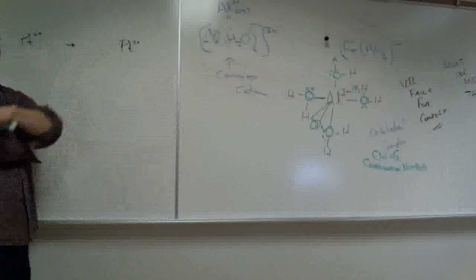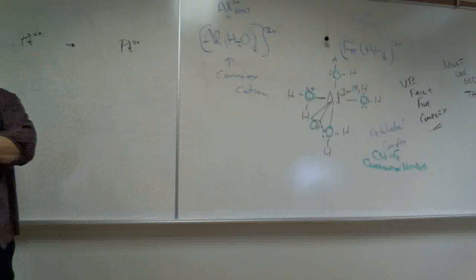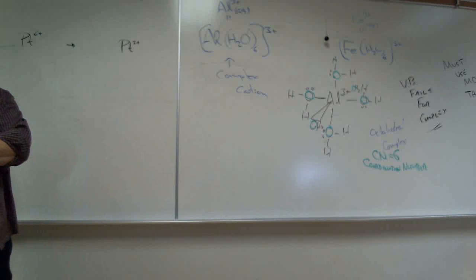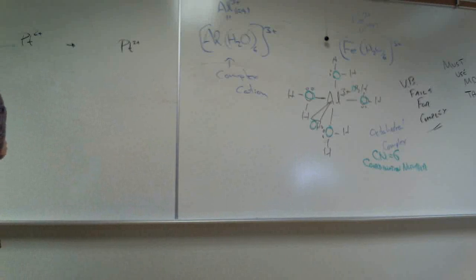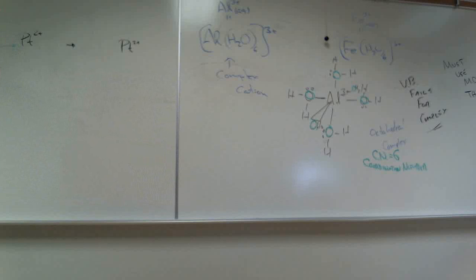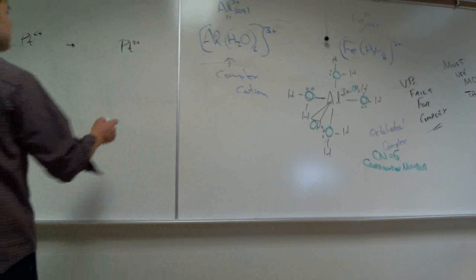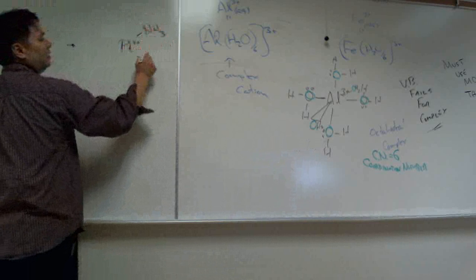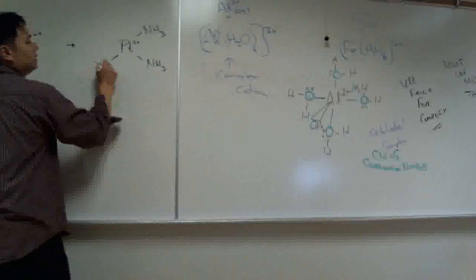And if I put 4 ammonias around here, what should I do? You remember VSEPR? If I have 4 single bonds around here, what geometry should they adopt? Square planar. They should adopt, not square planar, they should adopt tetrahedral. Because if I have 4 groups of electrons, they want to spread as far apart as possible, and it should be tetrahedral. But you're right. It is square planar.